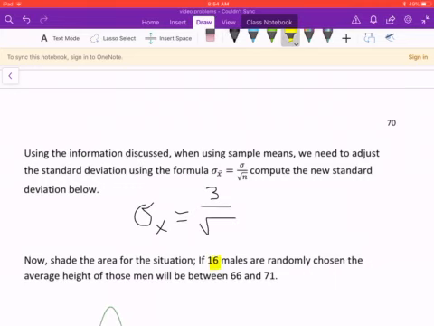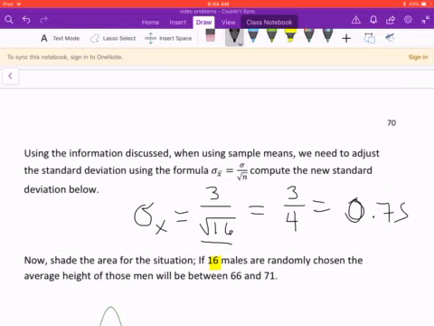Well, it tells us right here again. It is 16, so we are taking the heights of those 16 people. Now this is a square root, right? That should be in your calculator. If you can't find it, ask me in class. But we're going to take the square root of 16, which gives us 4. And then on top, that 3 carries over. So our new standard deviation is going to be 0.75. So this is the standard deviation we're going to be working with for the average of 16 males.